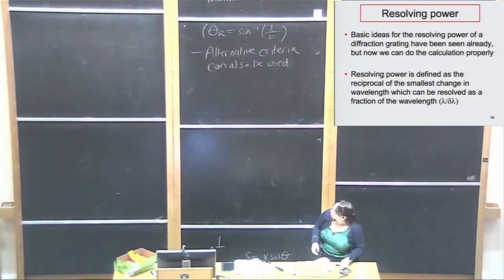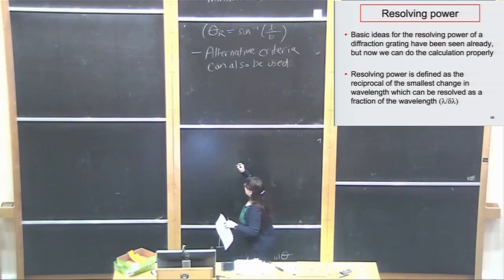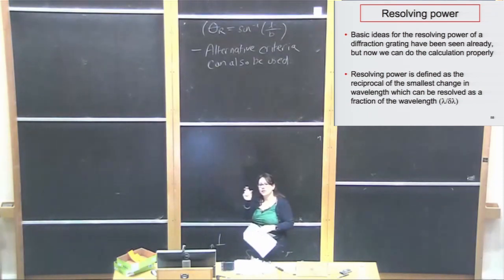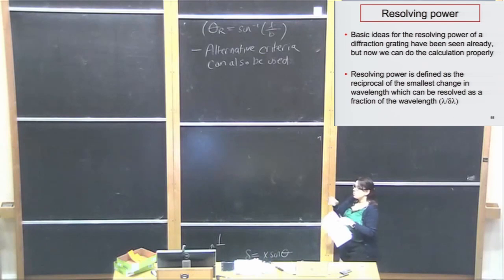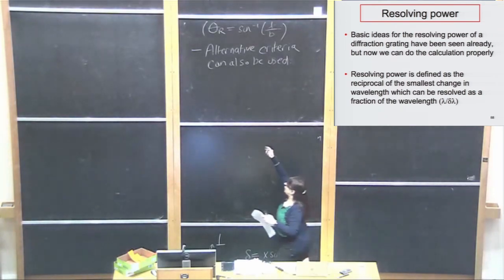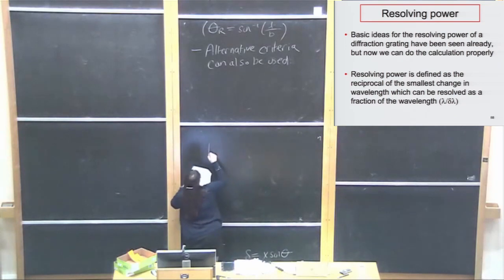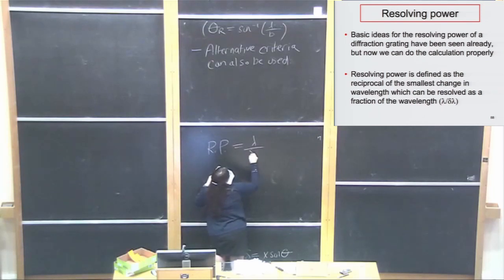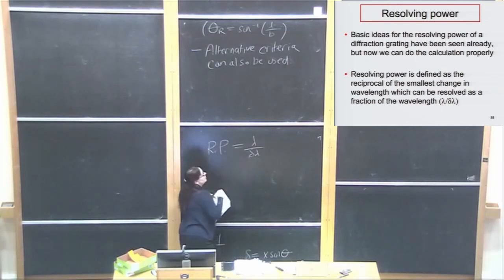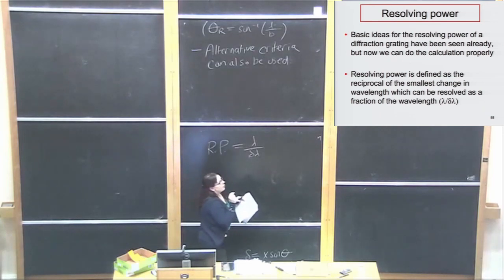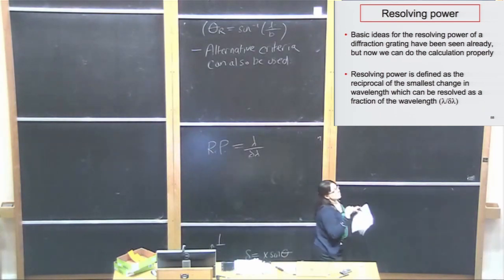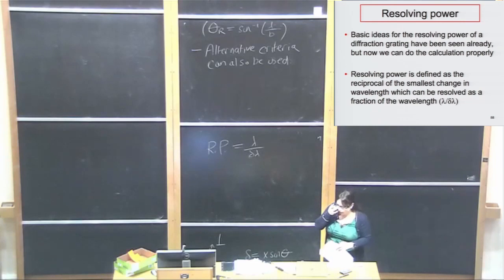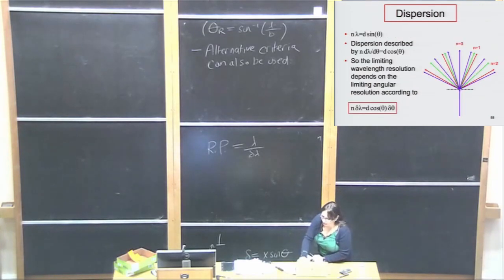Right, so resolving power. The question we're trying to ask is, what is the closest separation of two wavelengths that I can tell really are two different wavelengths, as opposed to just an error on a single wavelength? This is characterized by something called the resolving power, which is defined as lambda over delta lambda. So delta lambda is the smallest wavelength separation that I can resolve at the wavelength lambda at which I'm working. This is the quantity we're trying to construct and calculate.